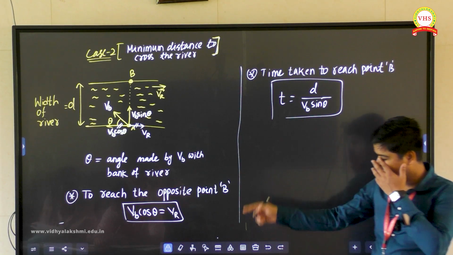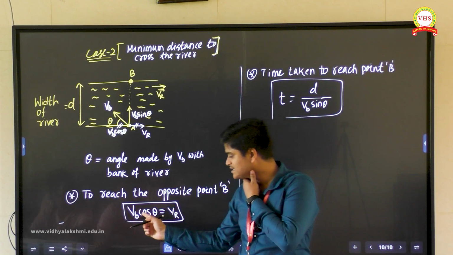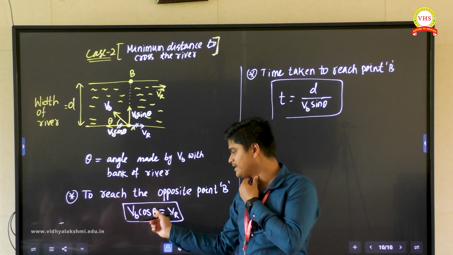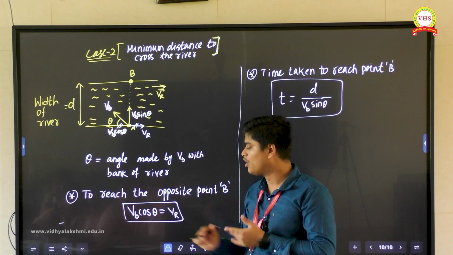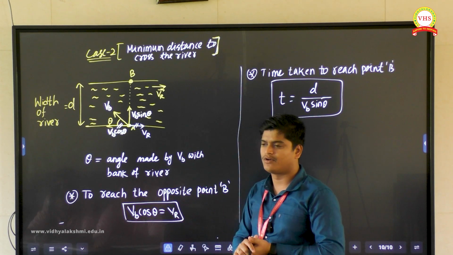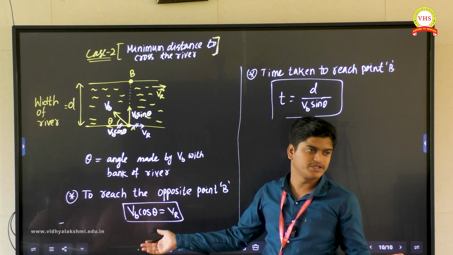Okay, these two expressions remember. Here VR is given, VB given, they can ask about theta. Or VB given, theta given, they ask about VR. Anything they can ask as a question here.